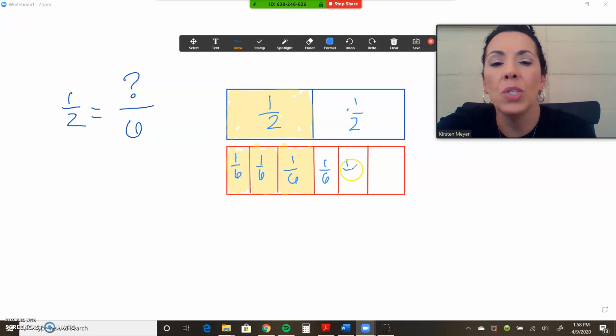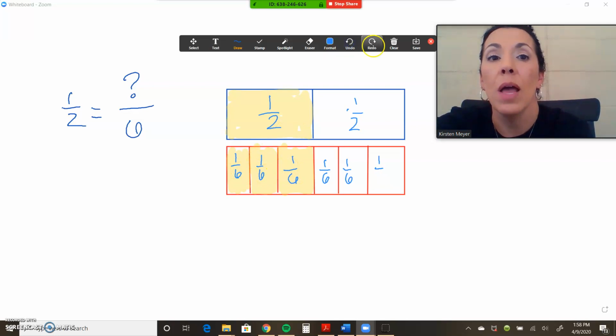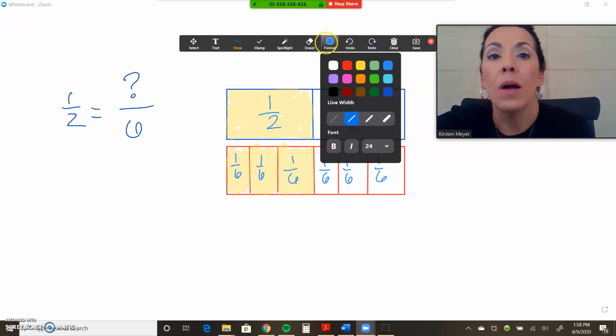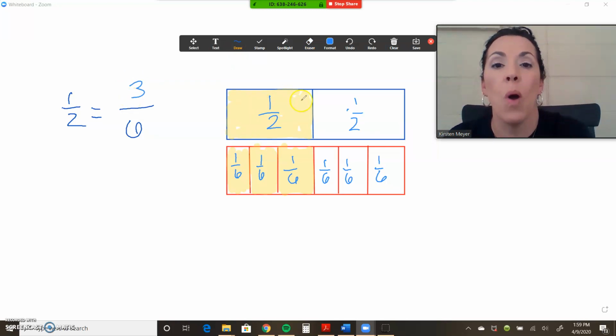So if I wanted to know how many sixths it took to be equivalent or equal to 1/2, it took me 1, 2, 3 sixths. So I know that 1/2 is equivalent to 3/6 because it takes 1/2, or 3 1/6 pieces, to show the same amount.